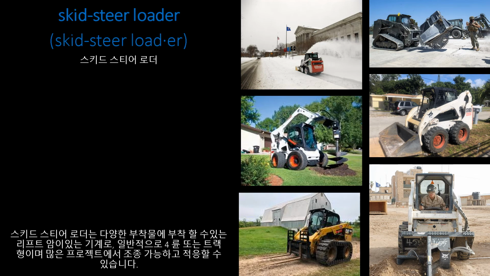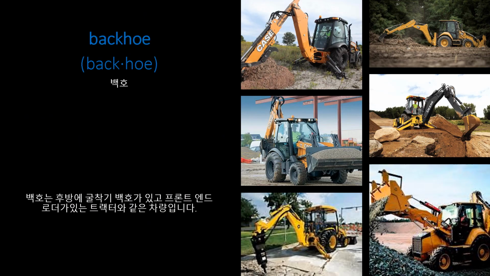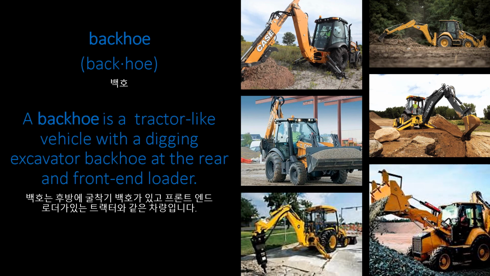Skid steer loader. A skid steer loader is a machine with lift arms that can attach to a wide variety of attachments, is typically four-wheeled or tracked, maneuverable and adaptable in many projects. Backhoe. A backhoe is a tractor-like vehicle with a digging excavator backhoe at the rear and front-end loader.